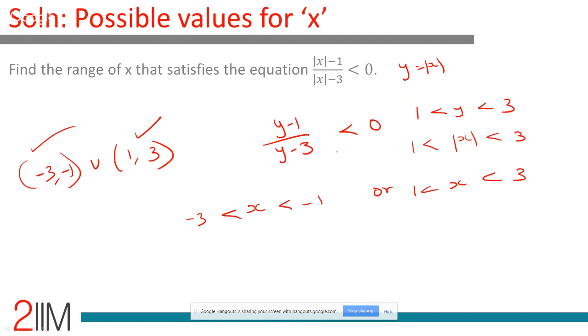Between the roots, negative; outside the roots, positive. That will be negative. Why actually between the roots? Roots are 1 and 3. Why does y lie between 1 and 3? What is y? Mod x. So mod x lies between 1 and 3. Mod x is greater than 1, less than 3. Either 1 to 3 or minus 3 to minus 1.